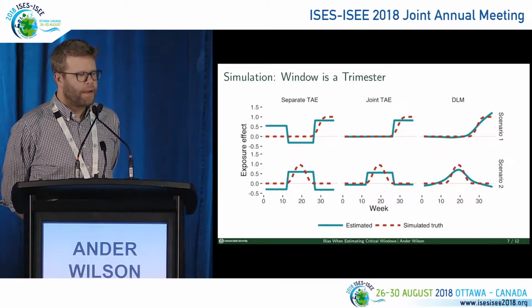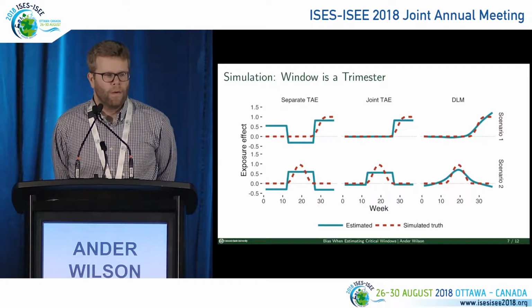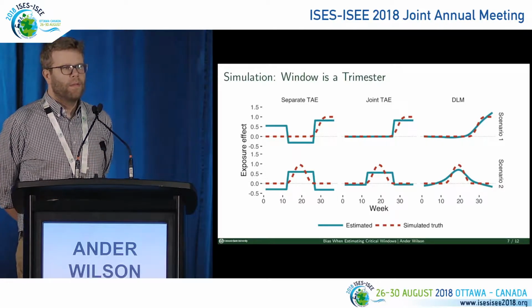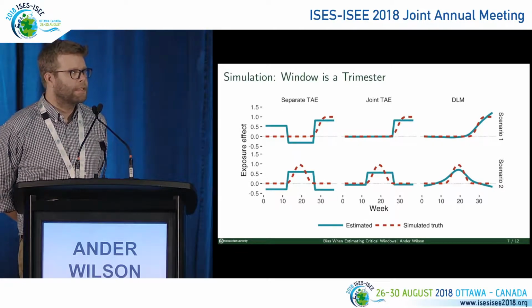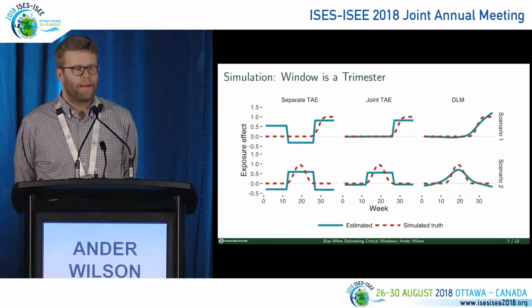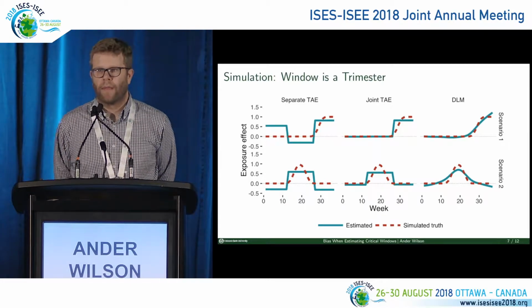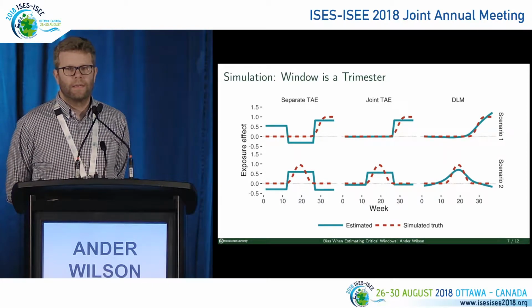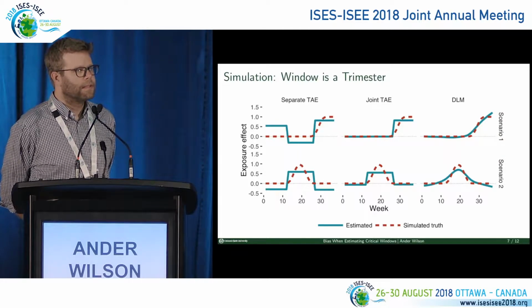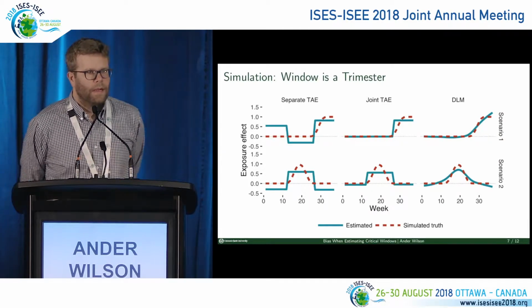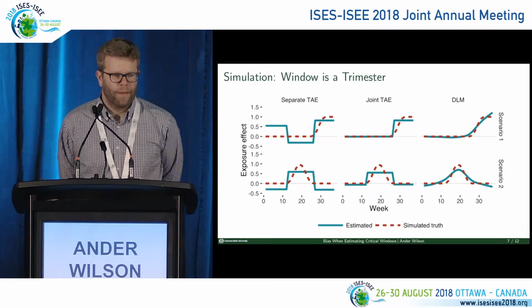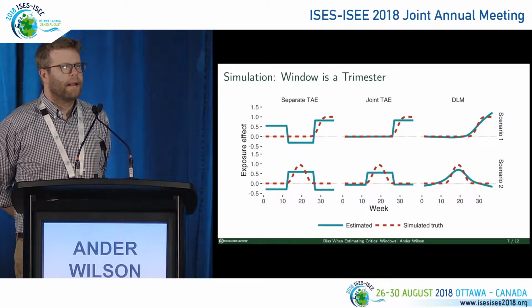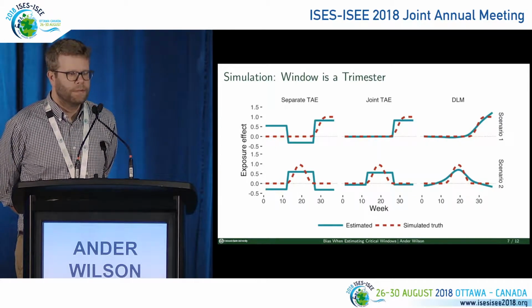So the first two scenarios, shown in the top and bottom row here, are when the true window, which is shown in the dashed line, corresponds to a single trimester. In the top row, scenario 1, the true window is the third trimester. And in the bottom row, it's the second trimester. And so what we see here is the DLM model does pretty well. It identifies the window correctly on average.